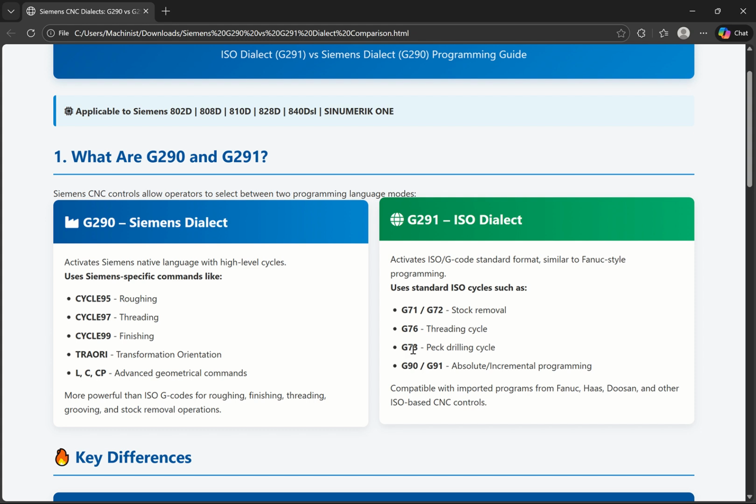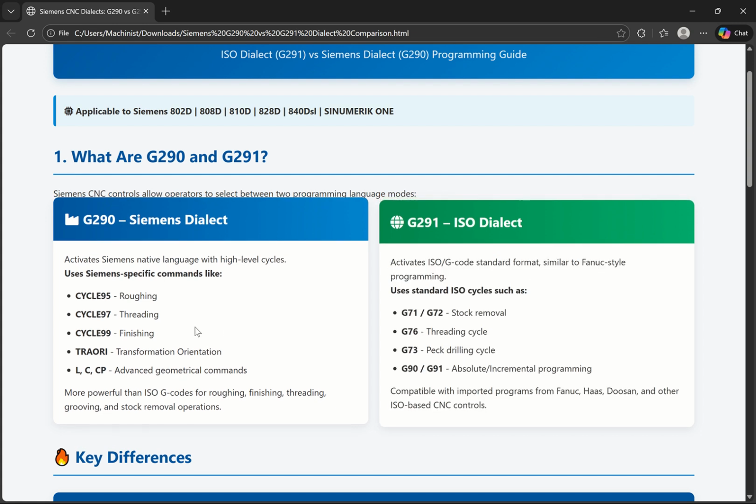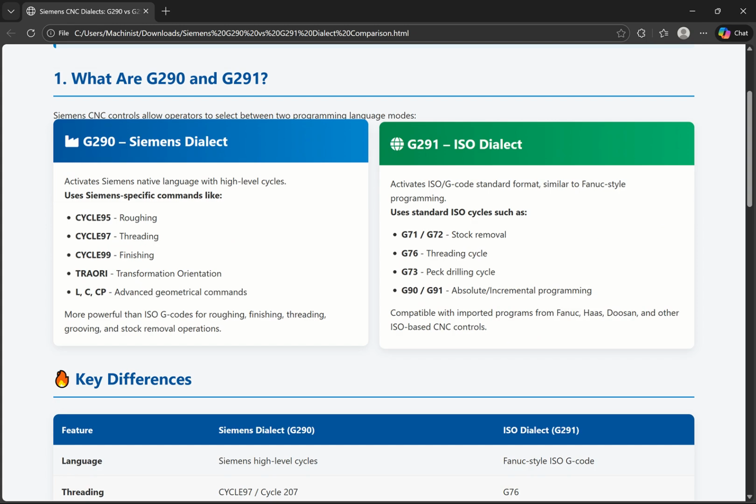Then you can also use G73 for back drilling, but on the Siemens you can use G73 as pattern rough turning. Then G90, G91 normally can be used as absolute or as incremental. So these are normally compatible with these different controls because they are ISO controls. But the Siemens has its own contour editors.